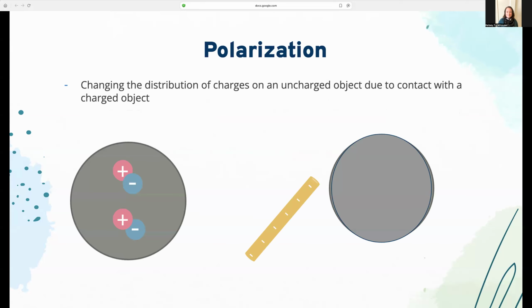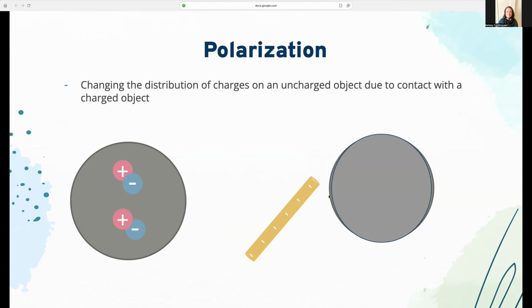Let's talk about the concept of polarization. So polarization is something that can happen to neutral materials when they interact with charged objects. So here we have an example of how this works. We have our object here, and it has, I spoiled it. It has an equal number of protons and electrons, so that means it's neutrally charged at this moment.